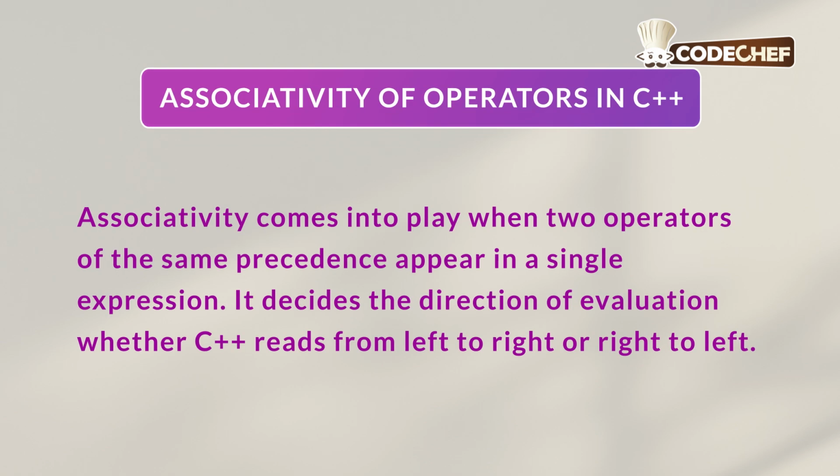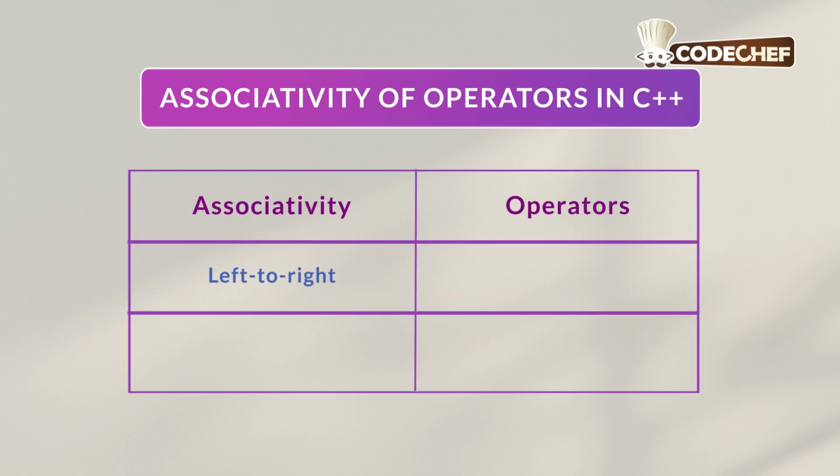Associativity comes into play when two operators of the same precedence appear in a single expression. It decides the direction of evaluation, whether C++ reads from left to right or right to left. So in case of left to right, we have operators like plus, minus, multiplication, division, modulus, then less than equal to, greater than equal to, then equal to and not equal to. And for right to left associativity, we have all the assignment operators.